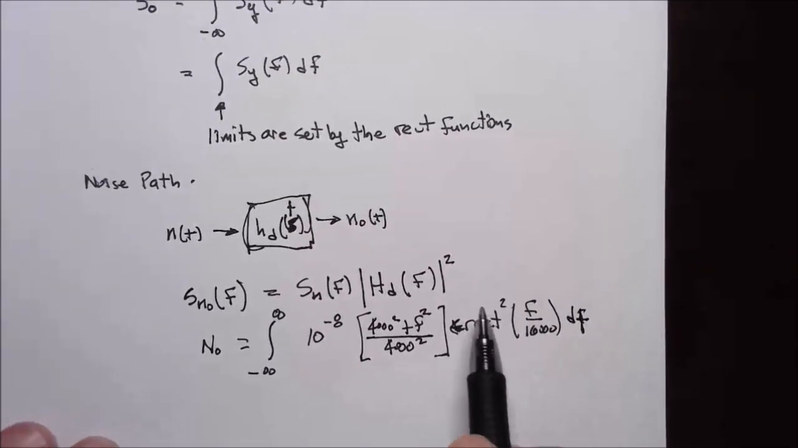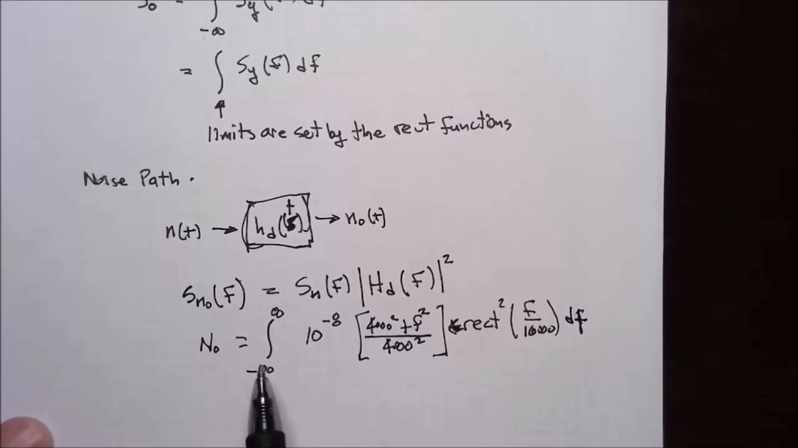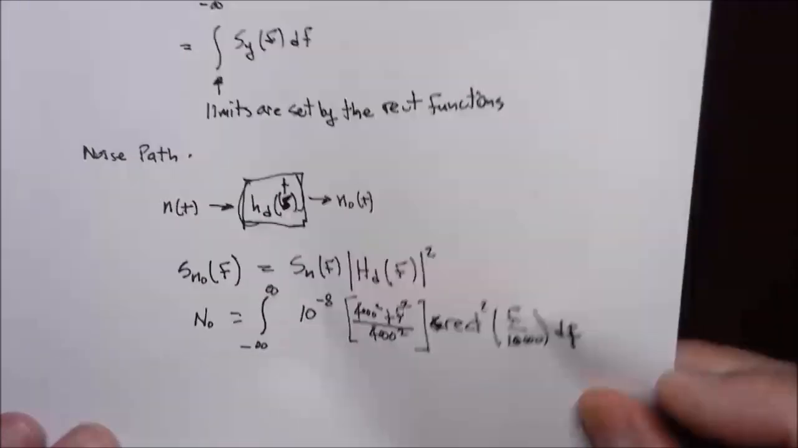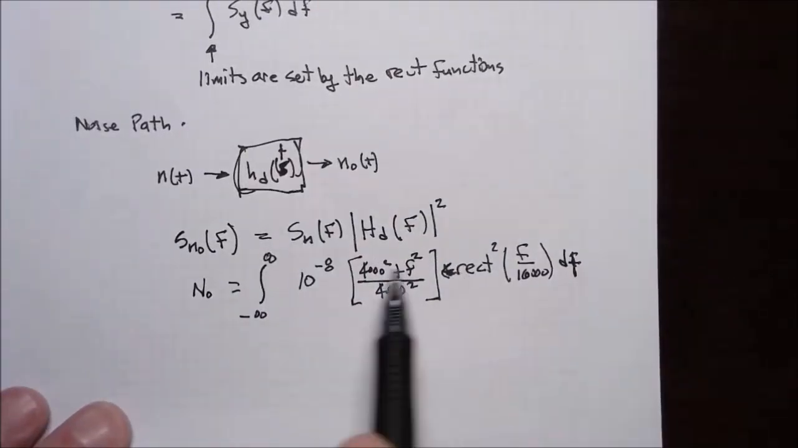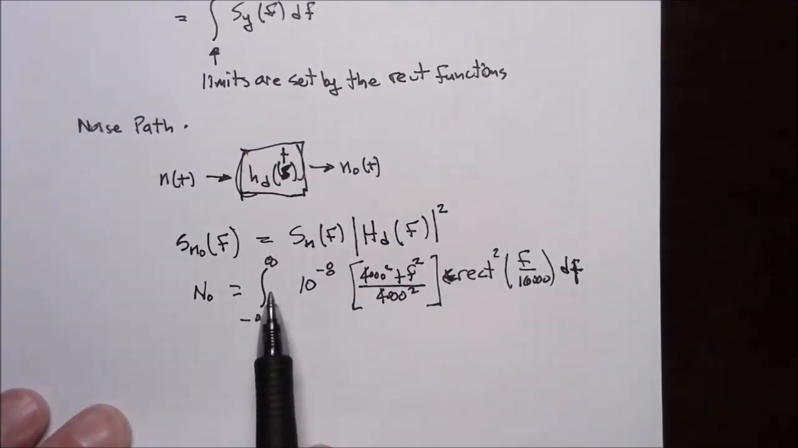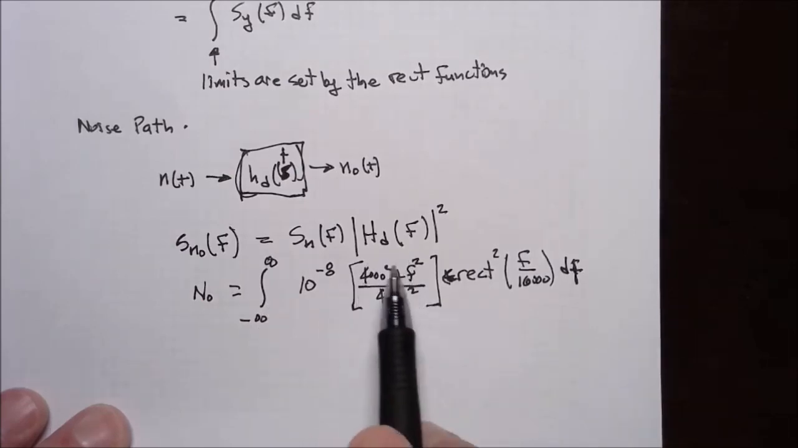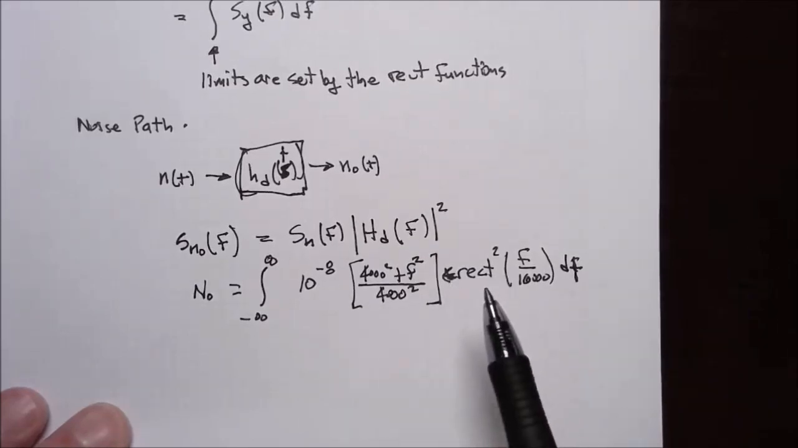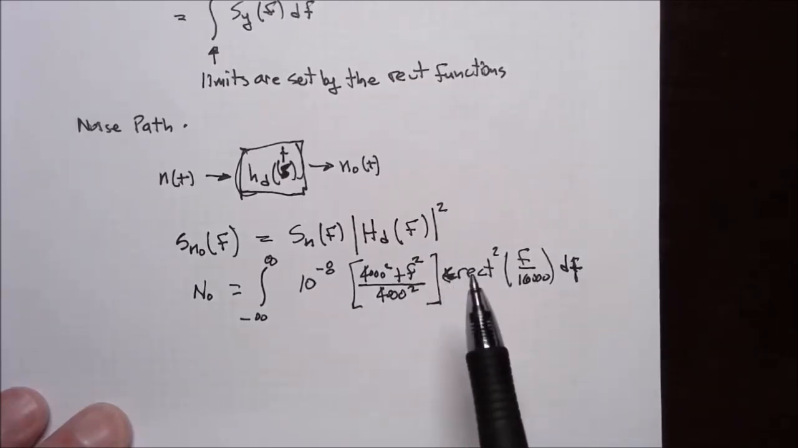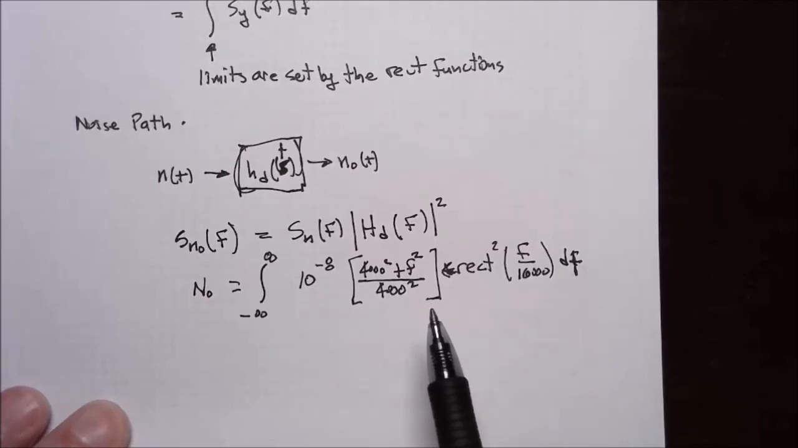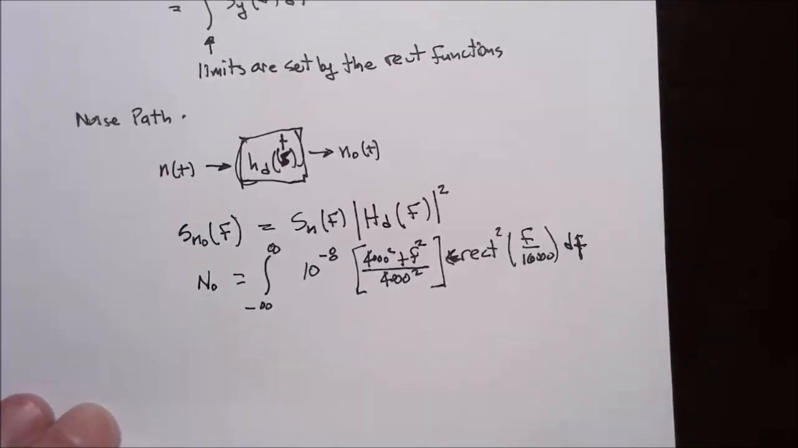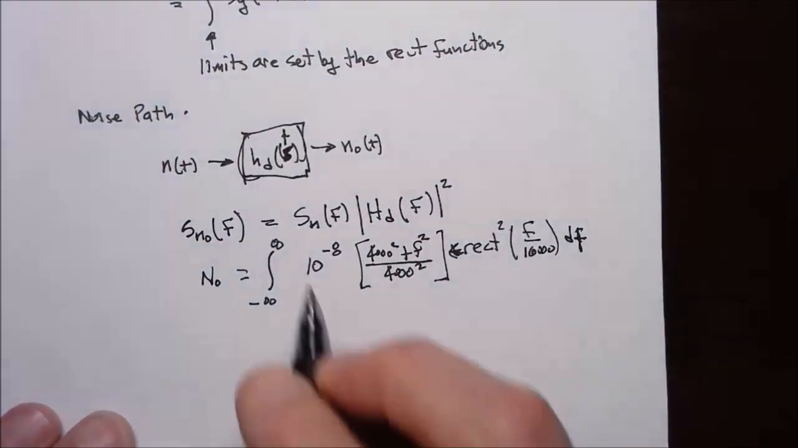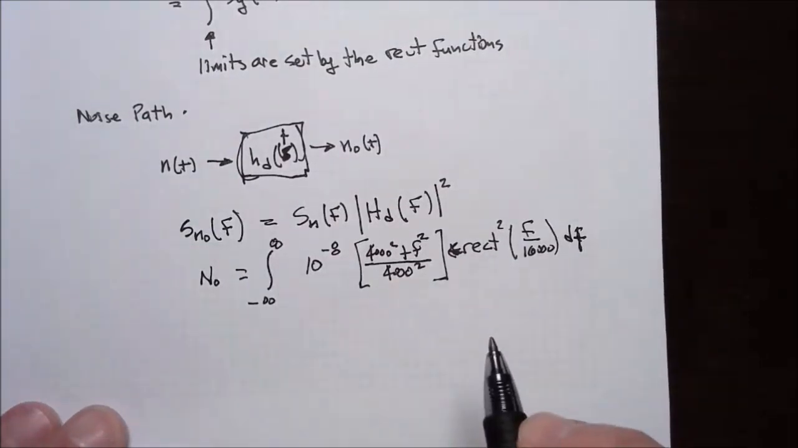So this rectangle squared will set the limits of integration. So you can easily evaluate this integral once you've figured out what the limits of integration are. Completing this integration is pretty straightforward calculus. I think you'll be able to figure that out. And this will evaluate to a value, to a number.